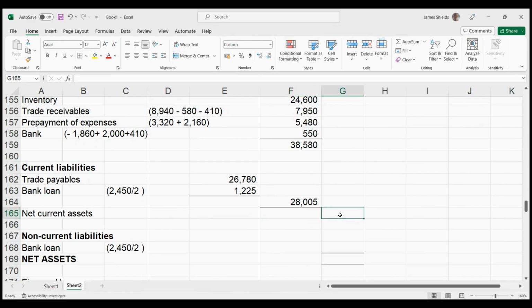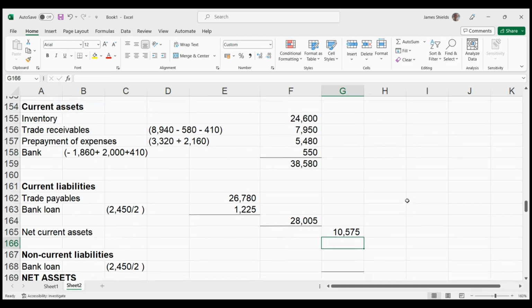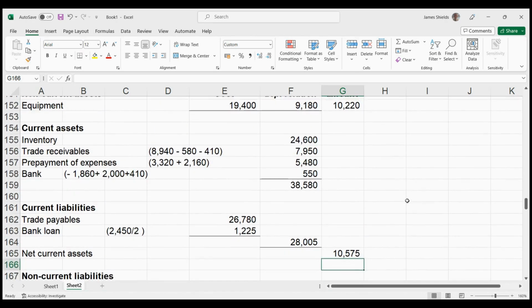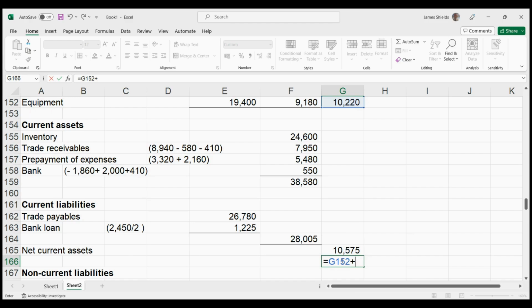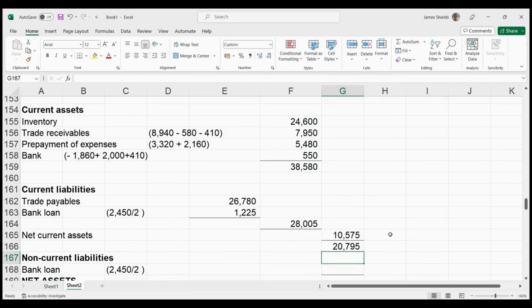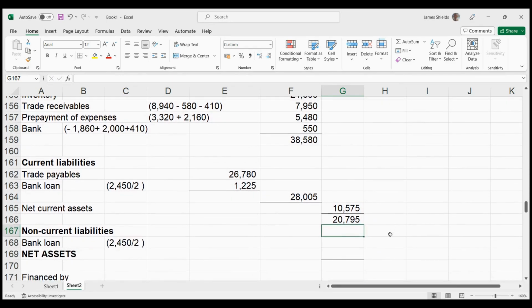Now my net current assets is your current assets 38,580, take away your current liabilities 28,005, giving me £10,575. So that's our net current assets. Now we need to combine that with our non-current assets. So we're going to have 10,220 plus the net current assets of 10,575, giving us £20,795. Now, if there were no non-current liabilities, that would be our net assets. But we do have non-current liabilities here. We have the bank loan.